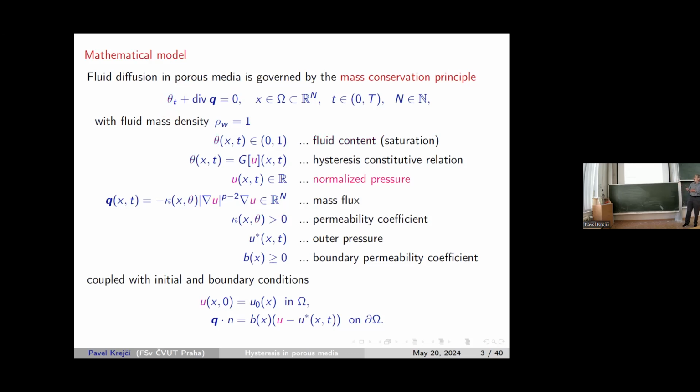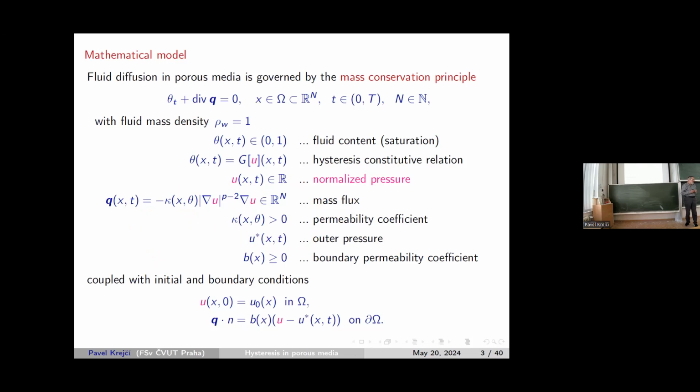I denote by U the normalized pressure. So this is the pressure minus standard pressure divided by the standard pressure, something dimensionless. So U will be the pressure, theta is the fluid content, and it is supposed to be a hysteresis operator of the pressure. So the picture that I was showing on the previous slide was giving an idea about how the hysteresis operator should look. The flux is supposed to be proportional to the pressure gradient with the proportionality factor, which contains the permeability kappa, positive, which may depend on the saturation degree. This is what the engineers insist on.